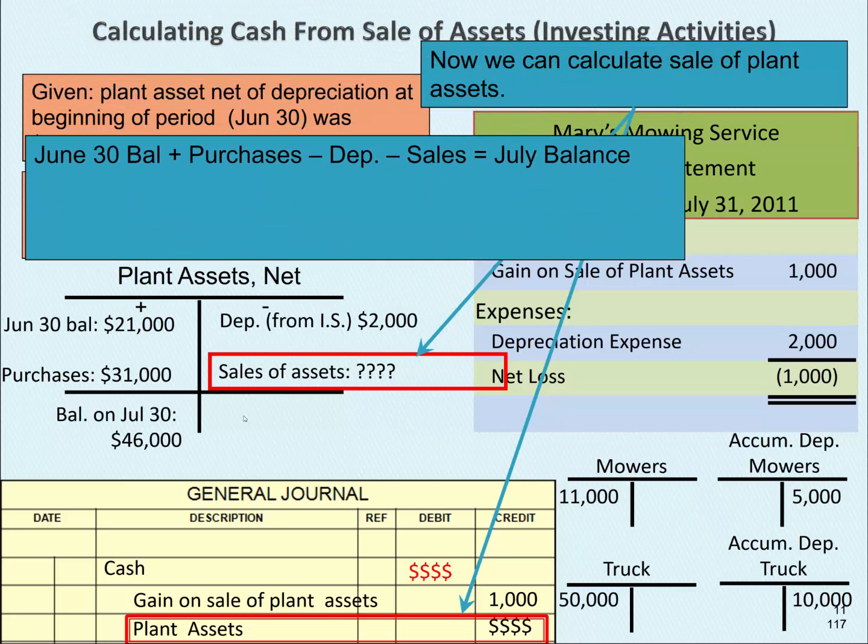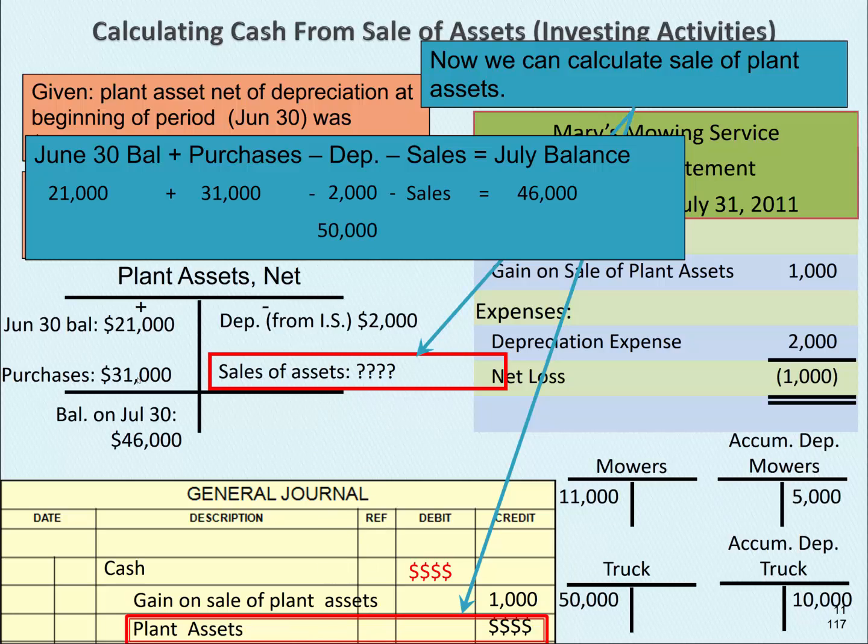Well, one way to do it is to write out the T account formula in words. We've got the June 30th balance plus purchases minus depreciation minus sales gives us our ending balance. Now we can just plug in the numbers. June 30th balance was 21,000. Purchases was 31,000 minus the depreciation of 2,000 minus sales, and that's the unknown. So we're solving for X, equals our ending balance of 46,000.